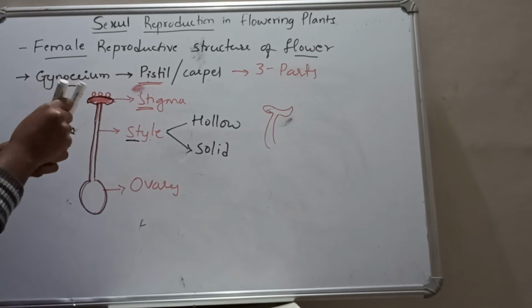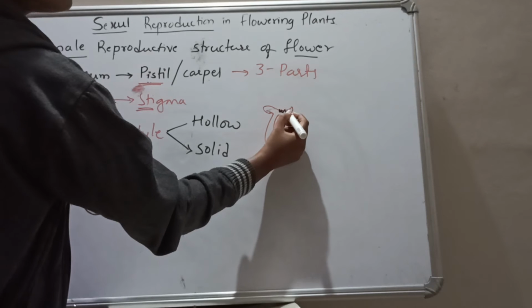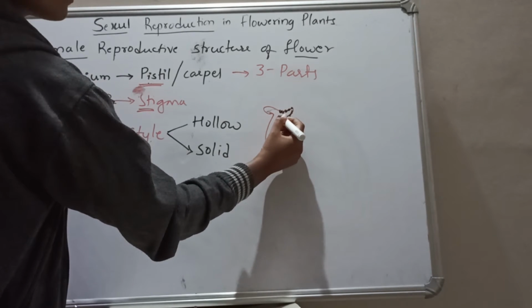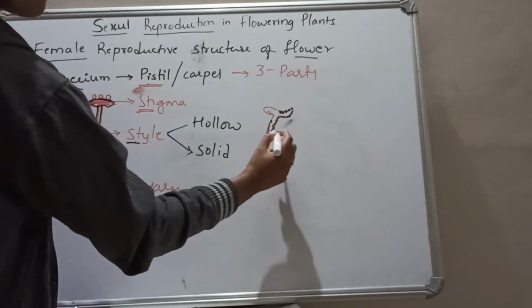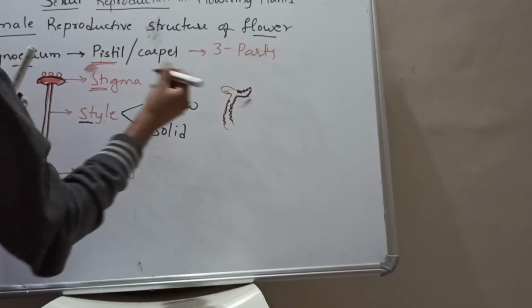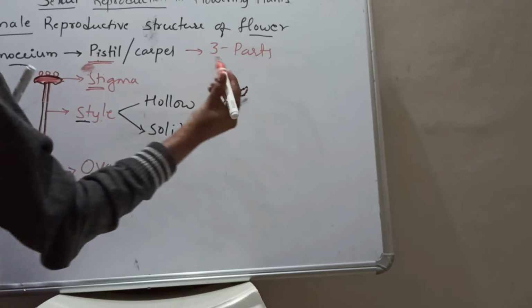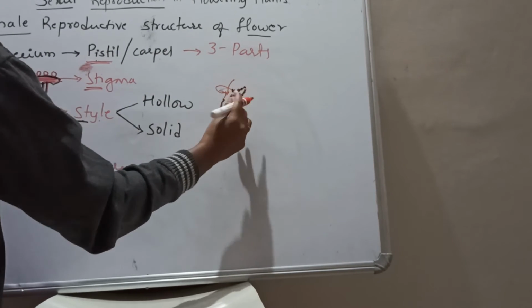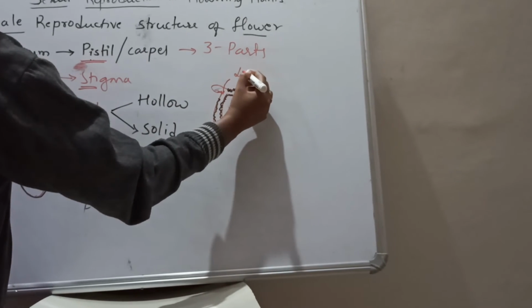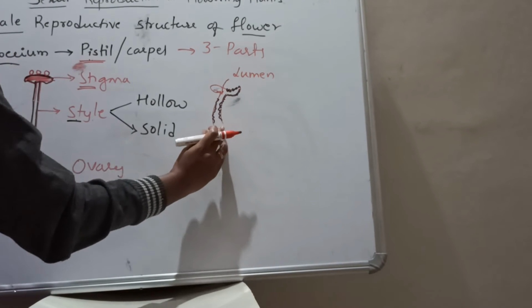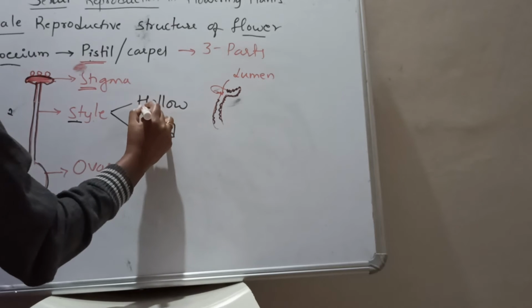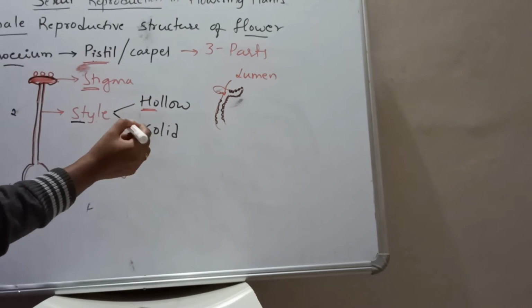Hollow means here it is the stigma and it is a style. These are the epidermal tissue or epidermal cells, present at the outer surface of the tissue. Here the cavity is present in this style. The cavity is called the lumen. The lumen or cavity is present in the style. That style is called hollow.